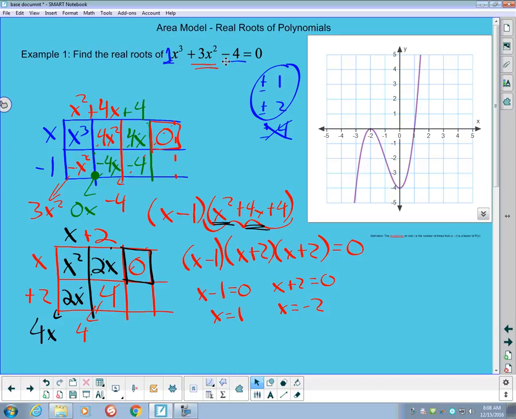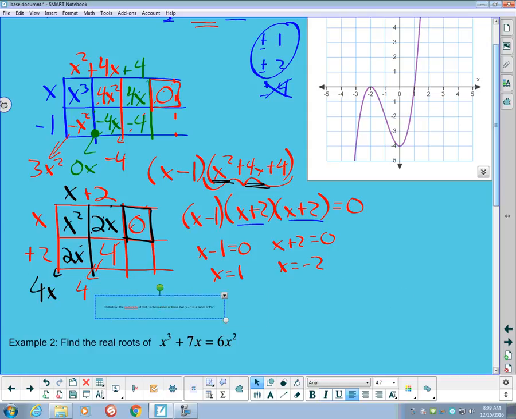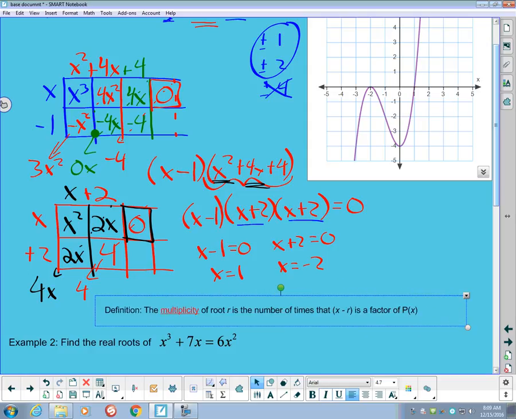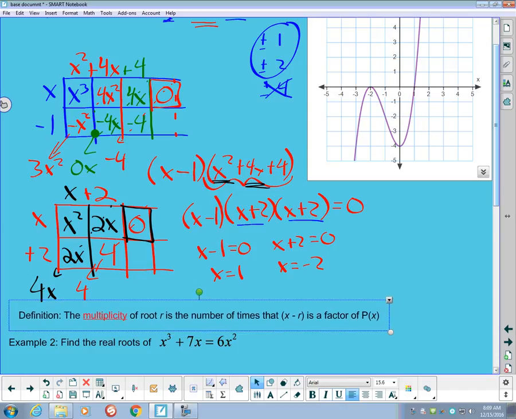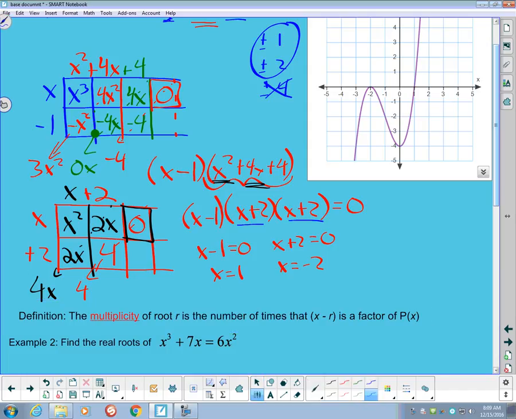Now, we can see that the x plus 2 shows up as two different parts here, and we have a name for that. The idea is that when that happens, we call that multiplicity. So here is a definition for us that says the multiplicity of a root r is the number of times that x minus r is a factor of p of x. So in this case, our x equals 1.